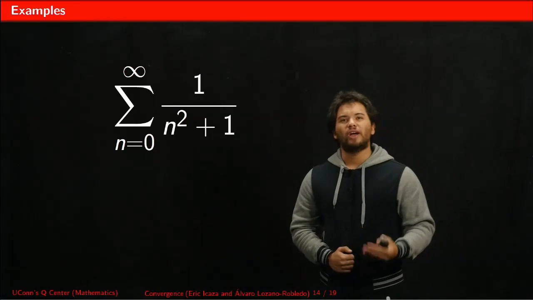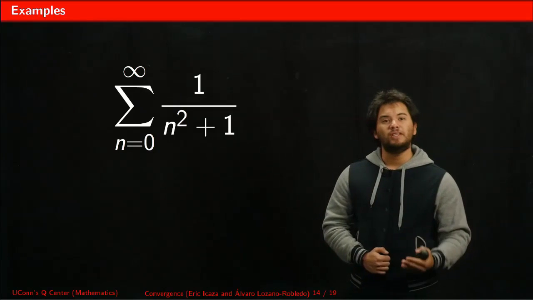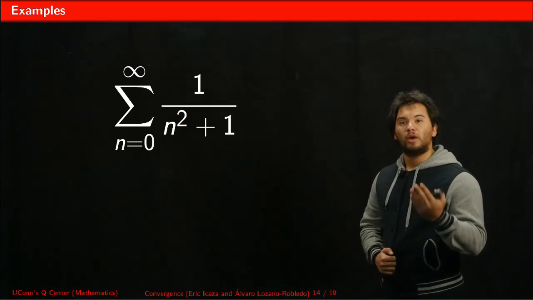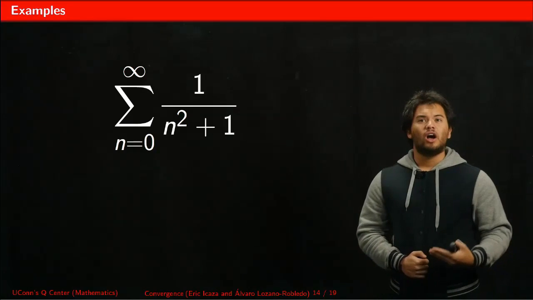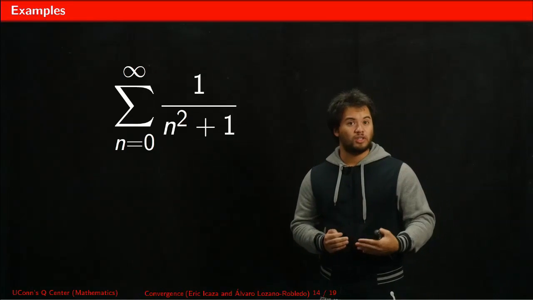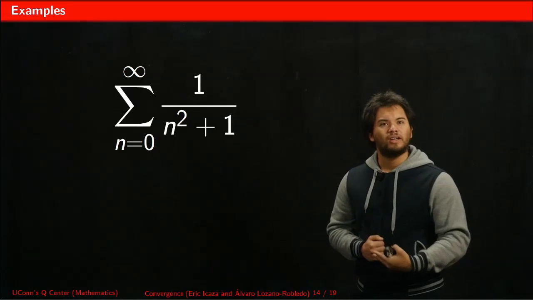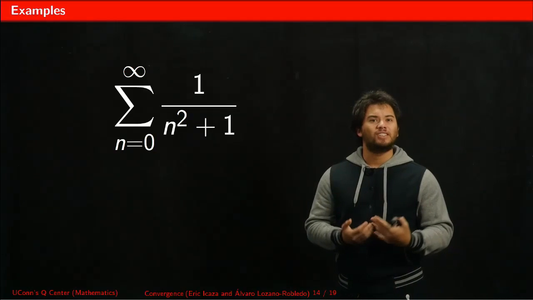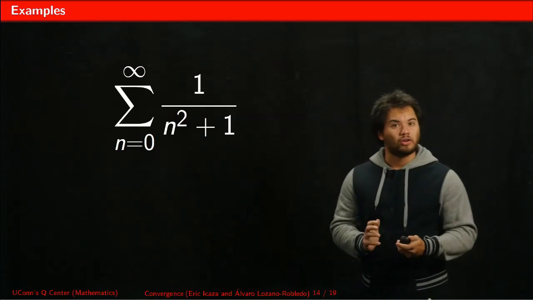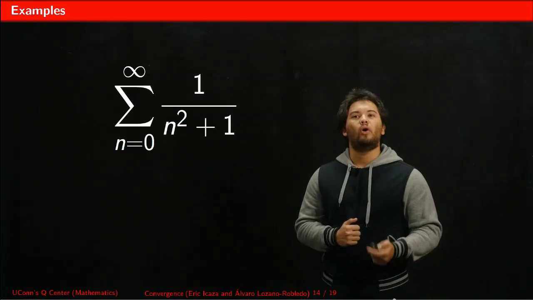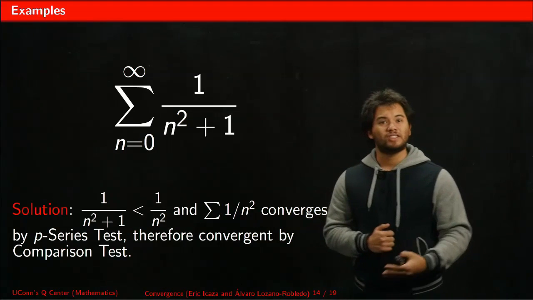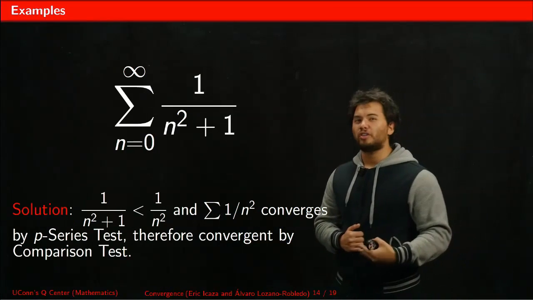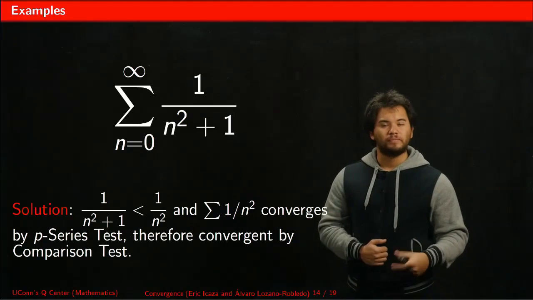Now 1 over n squared is actually going to be larger than 1 over n squared plus 1. And that is because the denominator of 1 over n squared plus 1 is larger than the denominator of 1 over n squared. And if you have a larger denominator, the entire term is going to be smaller. So let's compare it to 1 over n squared. We know that that converges by the p-series test, so something that is smaller than it is also going to converge.